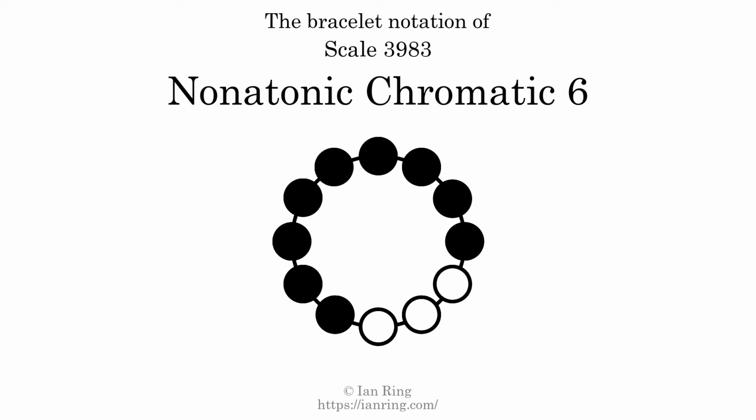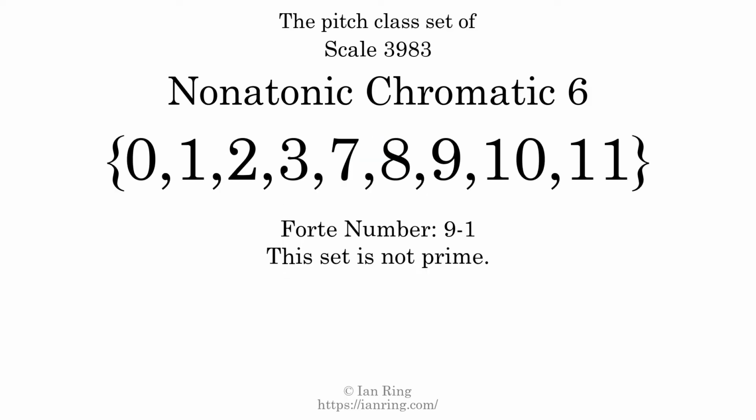This is a bracelet notation diagram of scale 3983. The shaded circles represent tones that appear in the scale, and they are read clockwise, starting at the top. The pitch class set for this scale is 0, 1, 2, 3, 7, 8, 9, 10, 11. The forte class is 9-1. This set is not prime.